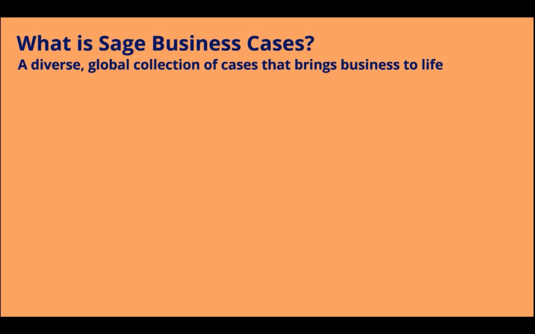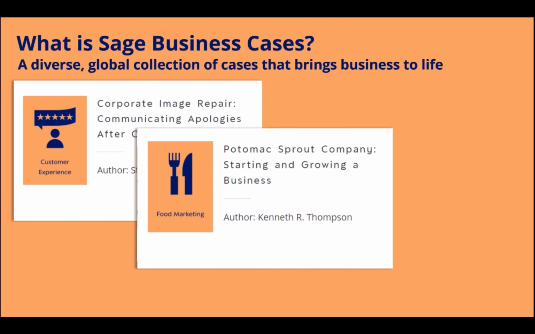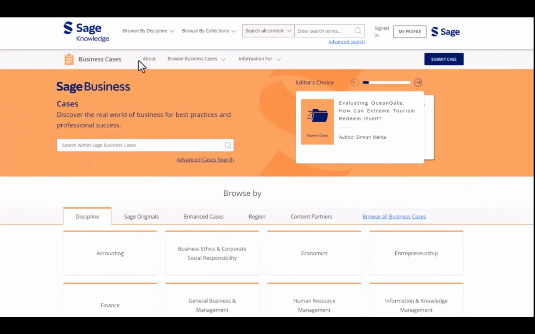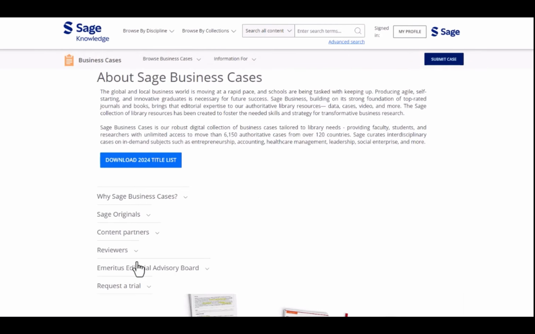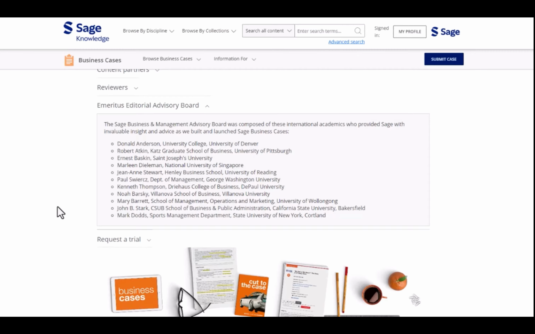Sage Business Cases covers both traditional business-related disciplines while also filling known content gaps with cases that provide diverse global viewpoints and cover underrepresented and emerging trends in the business world. Sage brings its editorial expertise in the fields of business and management to this collection, which has been created to help students develop their own best practices and prepare for professional success.